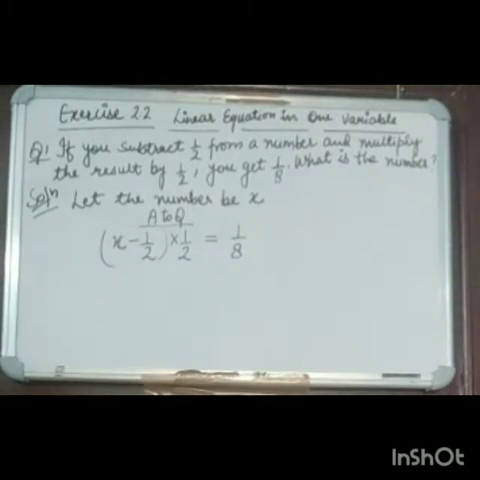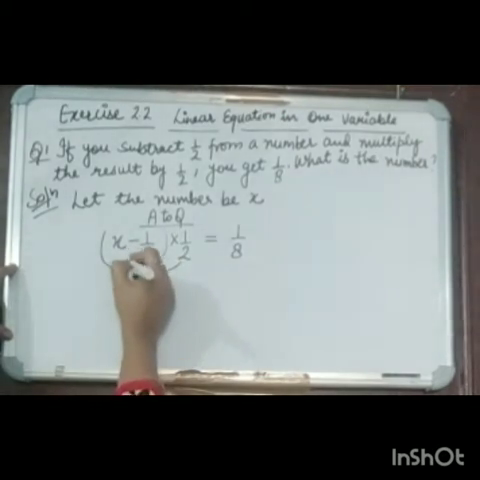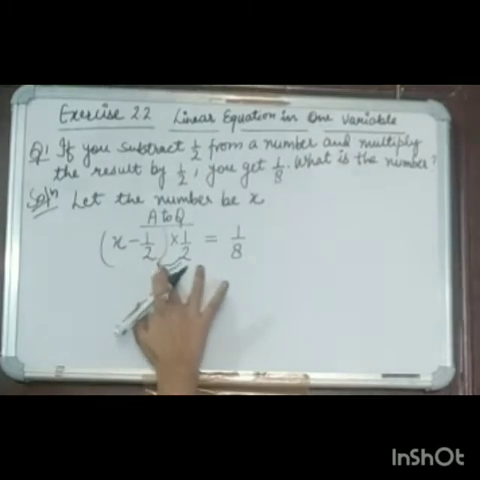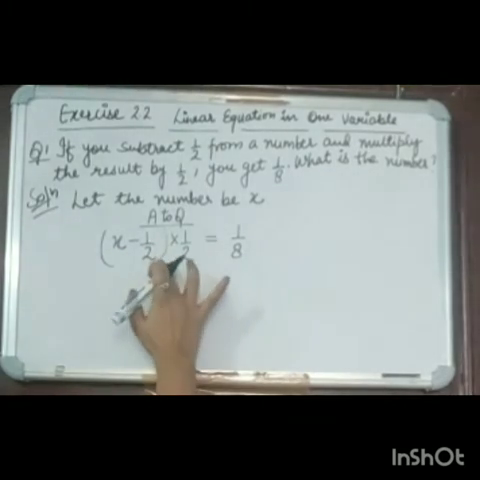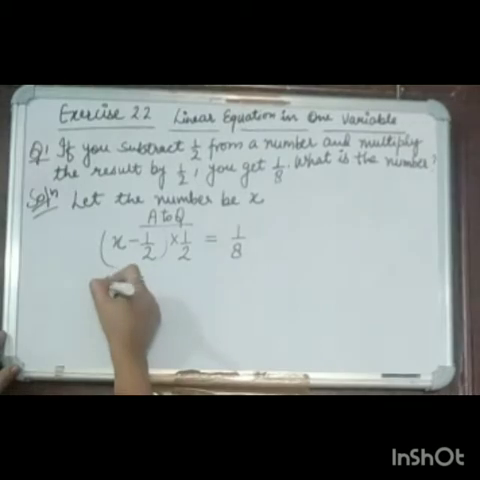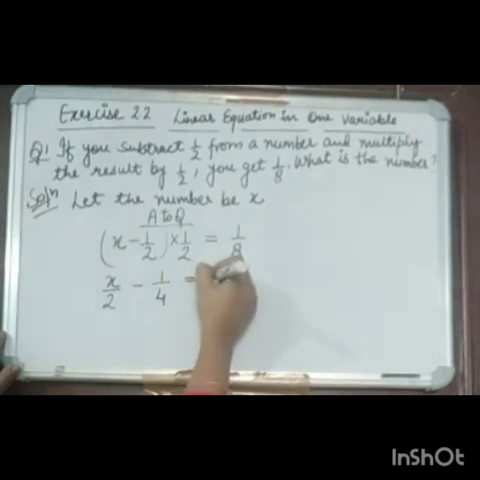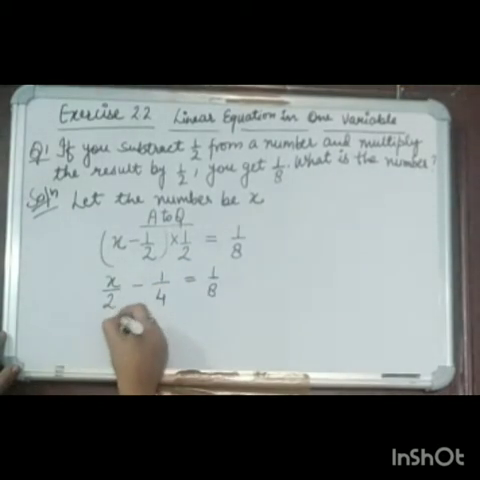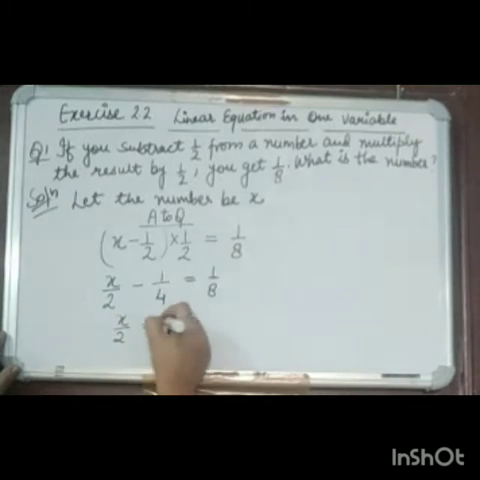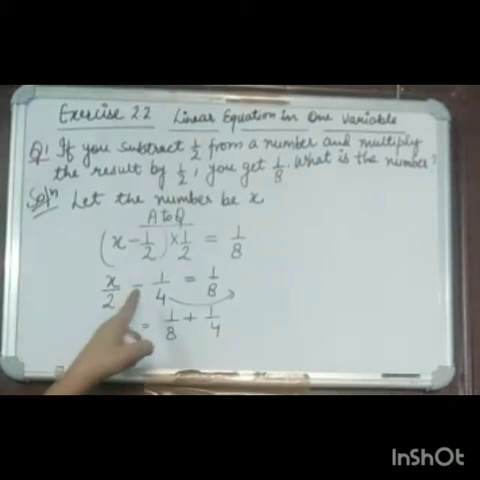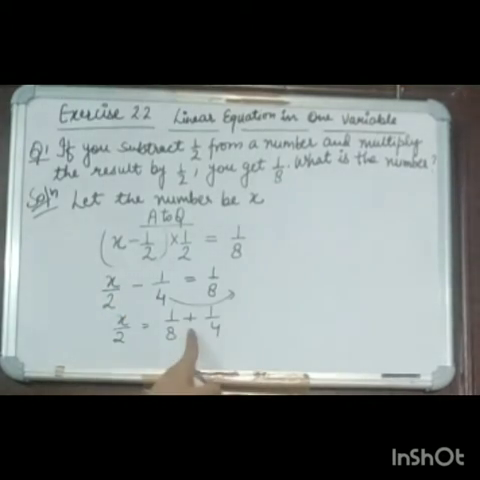Now what will we do? We will multiply this and this using distributive law. So here we will multiply this 1 by 2 with x, and 1 by 2 with 1 by 2, that is 1 by 4, is equal to 1 by 8. So x by 2 is equal to 1 by 8 plus 1 by 4. After transposition, this negative sign will become positive here.